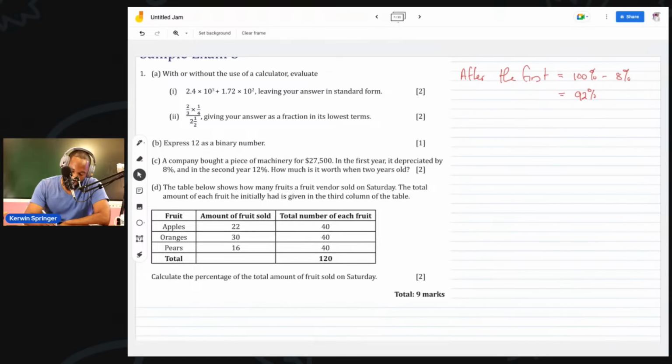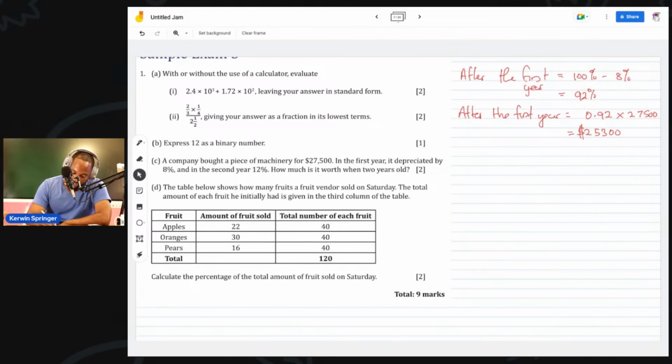So once again, after the first year, in terms of money, we expect 92%, which can be written as 0.92 multiplied by the 27,500. How much is that? That is 25,300. Making sense? Yeah, that's sounding like a fair number.